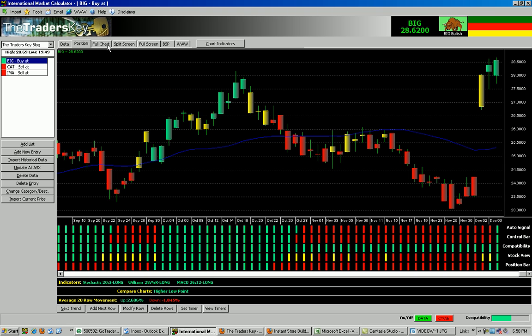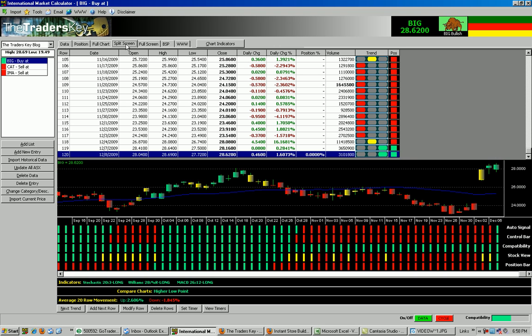Alright, that was full. We've got a split screen, which gives you your data on the top and just a basic chart with your signals below. Just another way of looking at it.